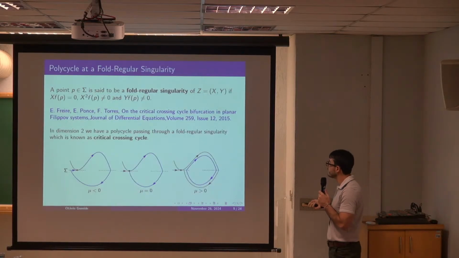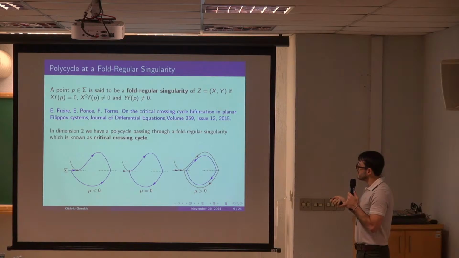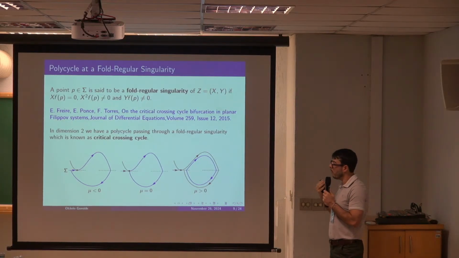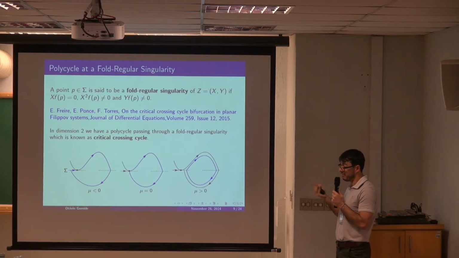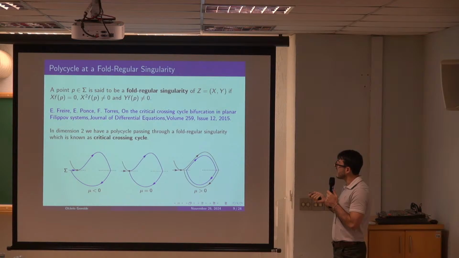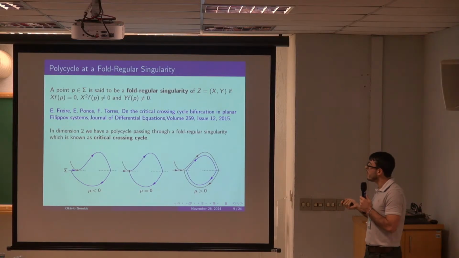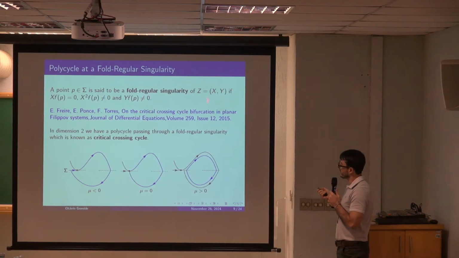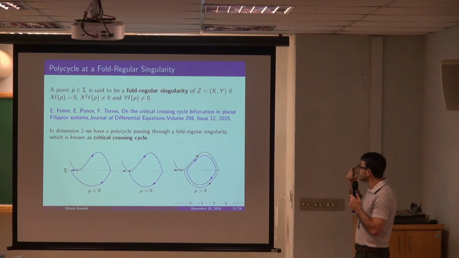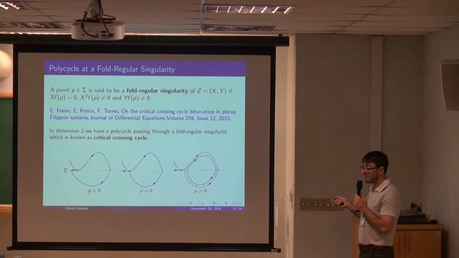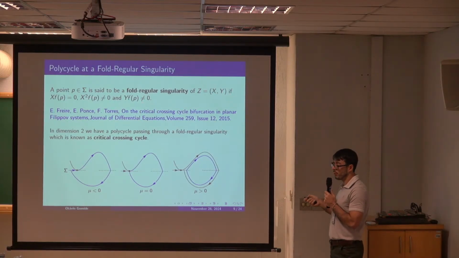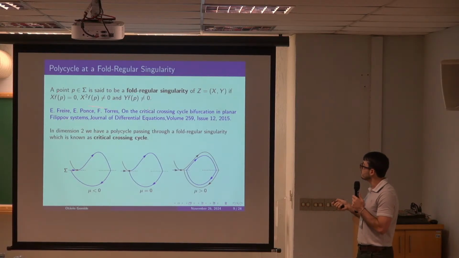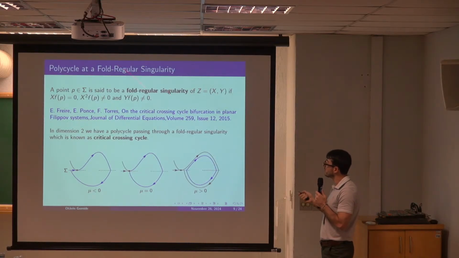So here is, I think, the simplest polycycle that we can have in Filippov systems. That is a polycycle at a fold regular singularity. What is a fold regular singularity? Here I define it rigorously. It is a point of sigma where X has a quadratic contact with sigma at p, and Y is transverse to sigma at p. So we have these conditions.